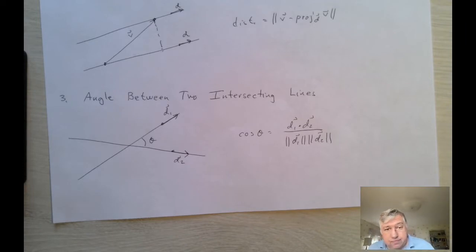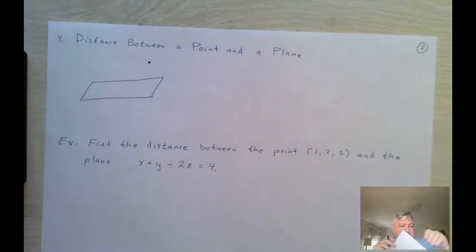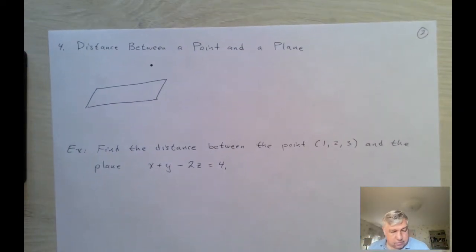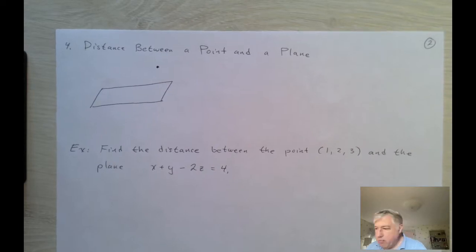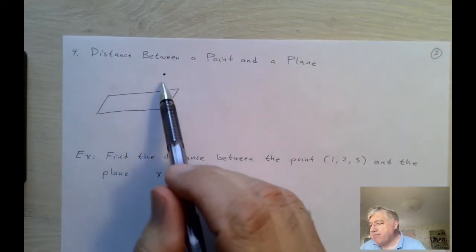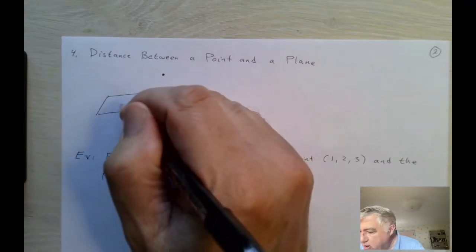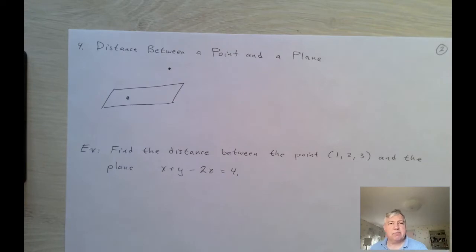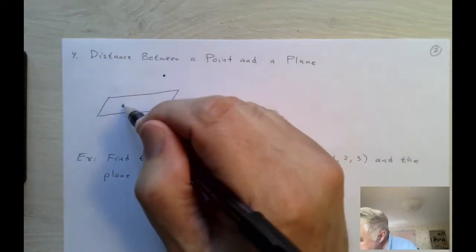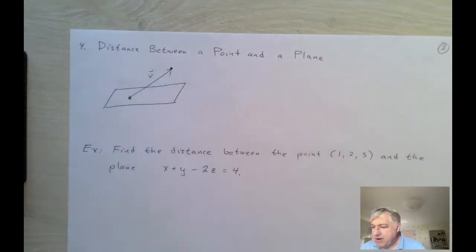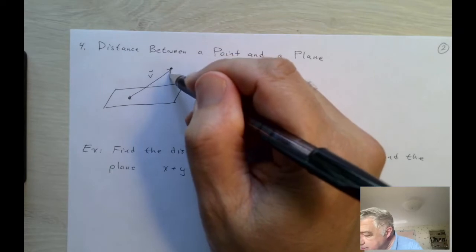Now, the next idea we want to talk about is the distance between a point and a plane. And in this case, we can once again start with a vector connecting this given point to any point on the plane. We really only need one point in this plane. Then we connect these 2 points with a vector. Once again, we can call it v, and we're trying to find this distance here.